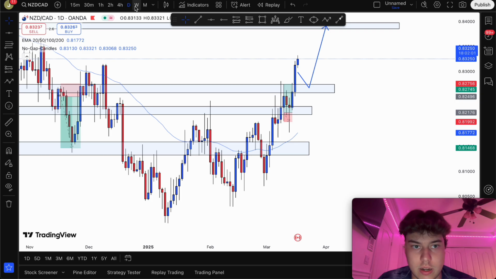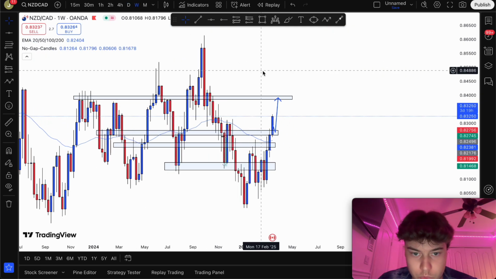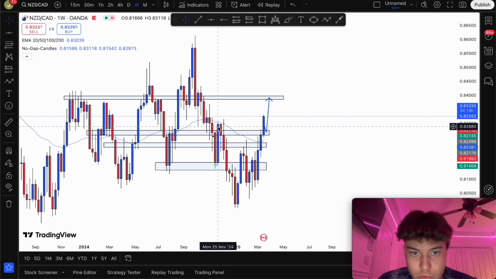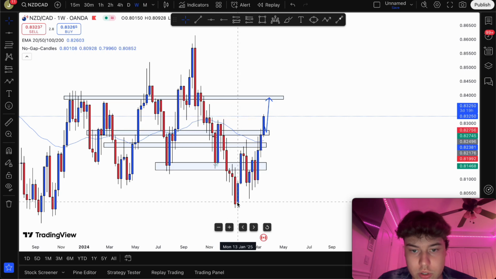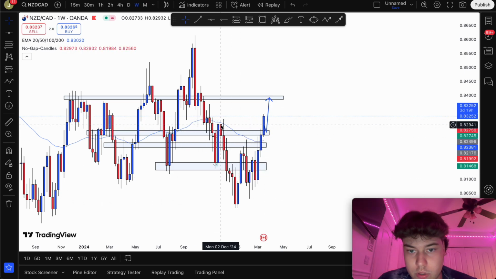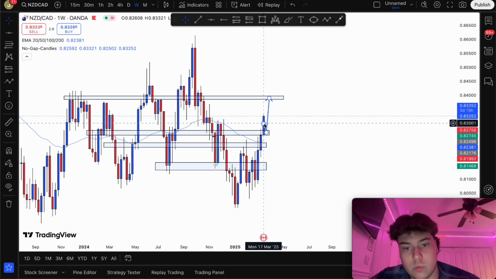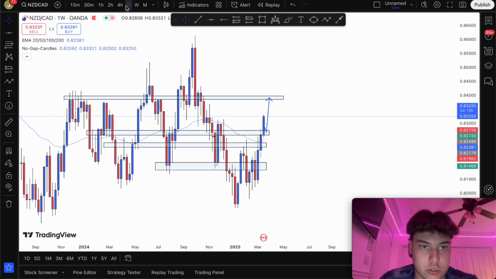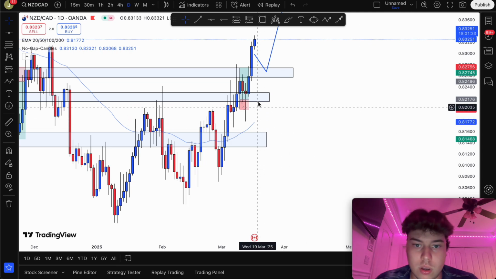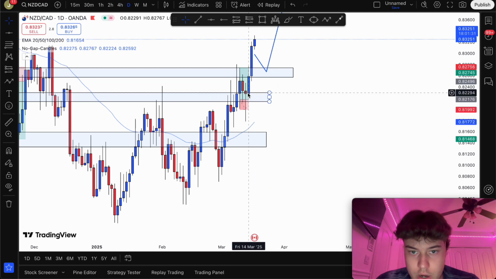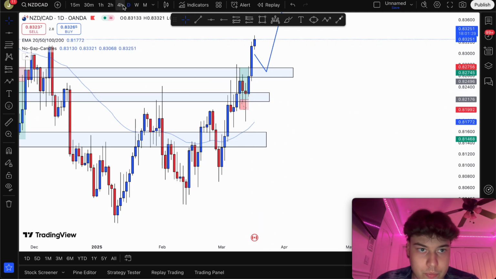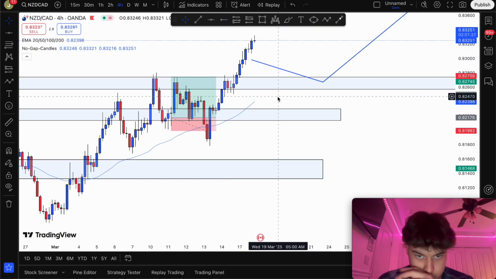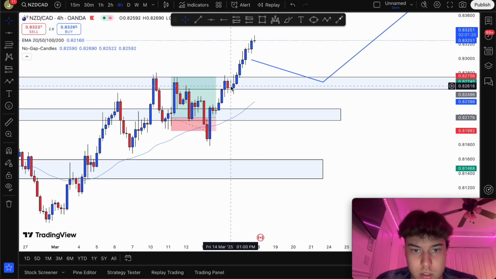So NZDCAD on the weekly time frame, we are bearish as of right now. This is our lower high and this is our lower low. If we close above this point in this weekly candlestick, we will have shifted bullish. So we are still bearish though. On the daily time frame, we are bullish. This is our higher low and this is our higher high. And on the 4 hour as well, this is our higher low and this is our higher high.